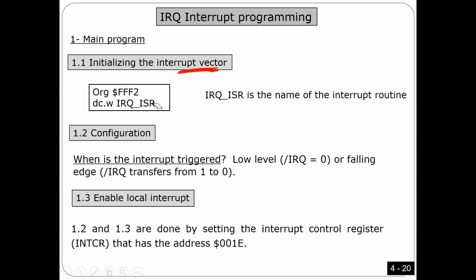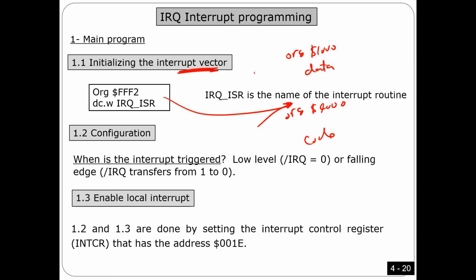Now in your program, we used to have only 2 orgs, right? We have org 1000, and then all data or arrays are here, and then org 4000, the code is here. So now you can put this one before this org, or you can put it here. It doesn't matter where you put it, but it has to be before. So this one should be only 1 block, and this one 1 block.